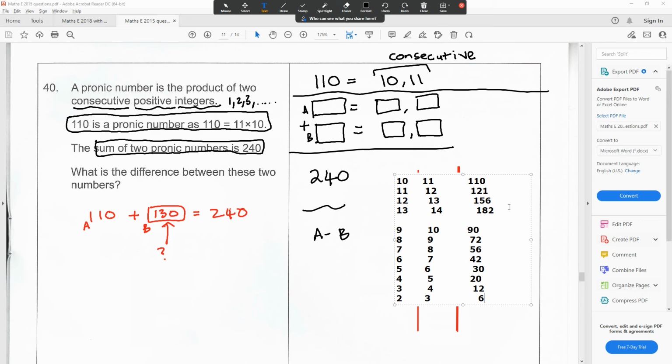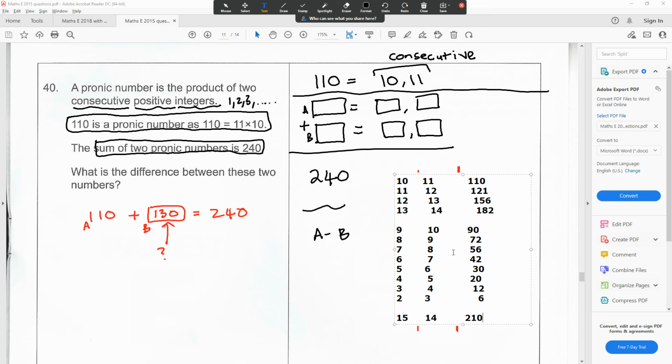Is there any of those two numbers that can add up to 240? Not yet. Let's move on from 14 then. We go to 15 times 14. Now, what is 15 times 14? 15 times 10 is 150. 15 times 4 is 60. And 150 plus 60 is 210. There we go.